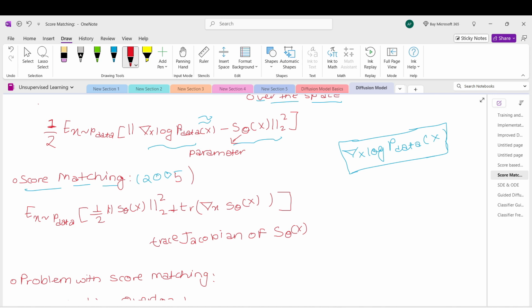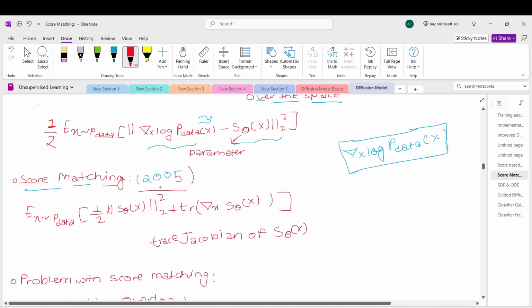So we will have to do something. How can you approximate this? And so how can you optimize this without knowing this? So this is the goal. So in score matching, some, I didn't know the name of the guy right now. So this guy gave us the approach, which gives the formula like this.